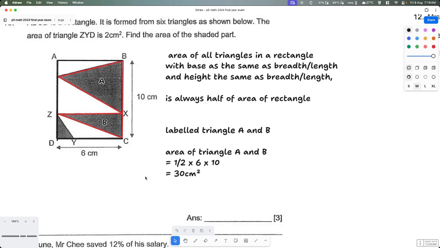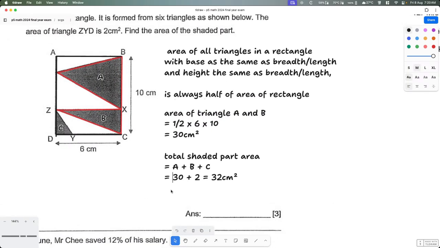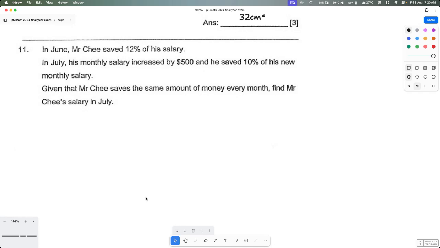Okay, and then you also have C. I'm going to write C as well. In this case, we know the exact YD is 2 centimeter. So total shaded part area, 30 plus 2 is equal to 32 centimeter square. There you go. The final answer is 32 centimeter square. Let's move on to the next question, question 11.